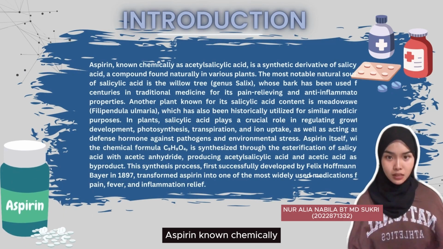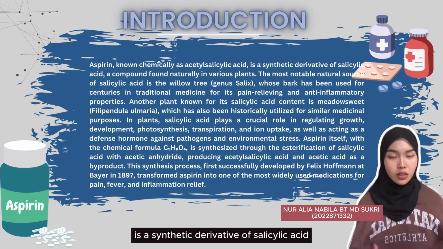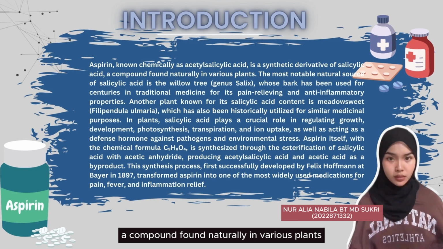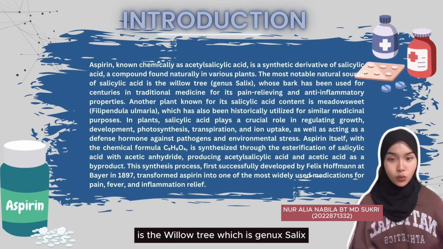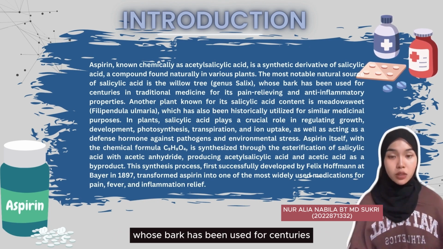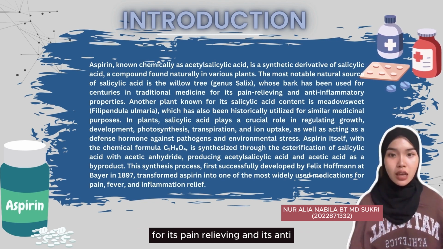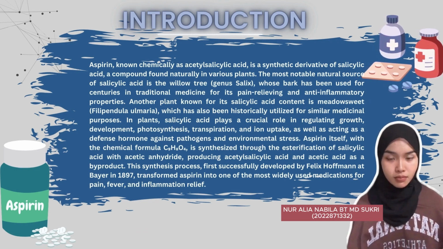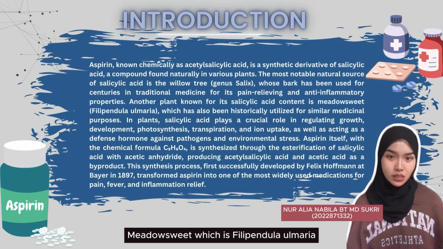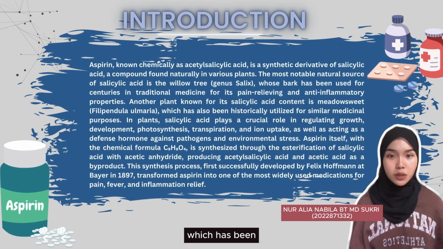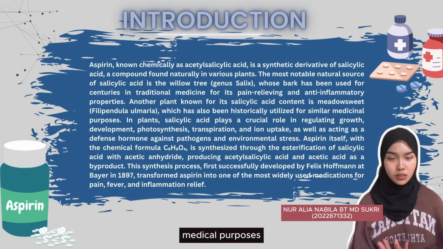Aspirin, known chemically as acetylsalicylic acid, is a synthetic derivative of salicylic acid, a compound found naturally in various plants. The most notable natural source of salicylic acid is the willow tree, genus Salix, whose bark has been used for centuries in traditional medicine for its pain-relieving and anti-inflammatory properties. Another plant known for its salicylic acid content is meadowsweet, Filipendula ulmaria, which has also been historically utilized for similar medical purposes.